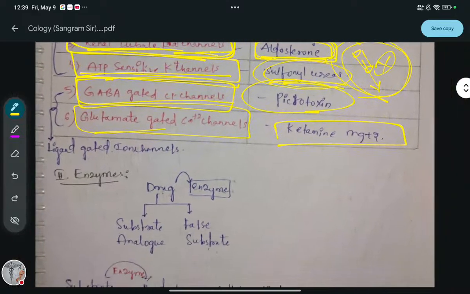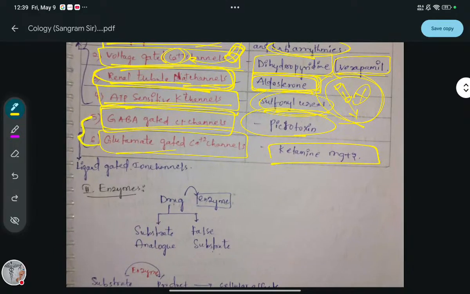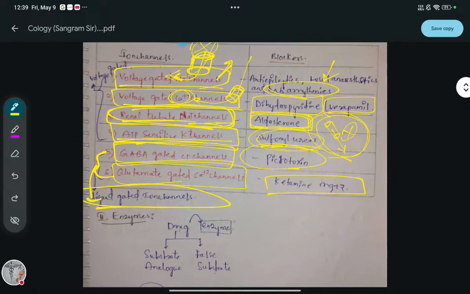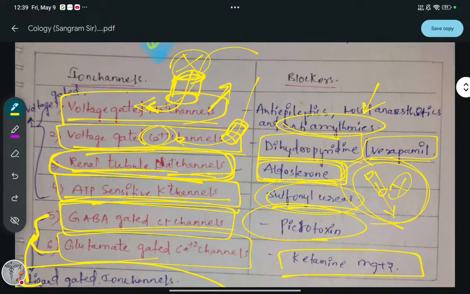Next are ligand gated ion channels. These second two are ligand gated ion channels, meaning the GABA gated chloride channel and the glutamate gated calcium channel. They are ligand gated ion channels, and the voltage gated sodium channel and voltage gated calcium channel are voltage gated.